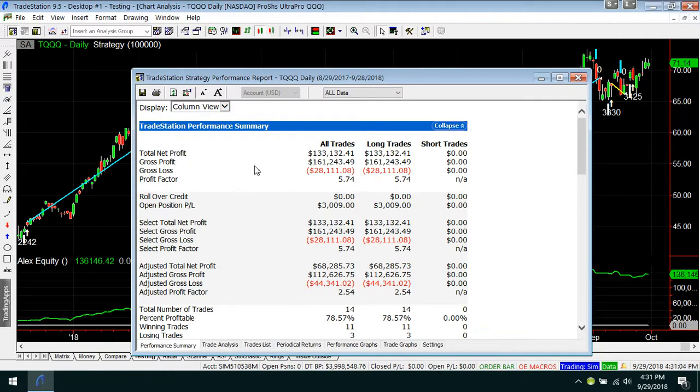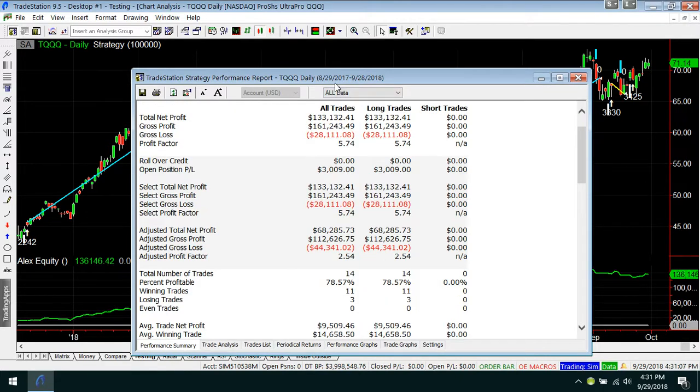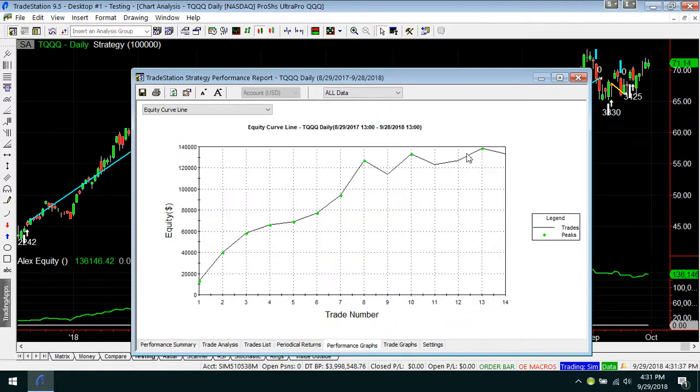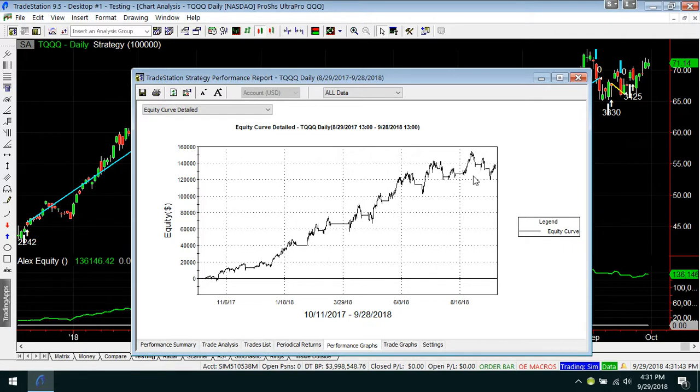So the total profit for the year from approximately August last year until September this year is $133,000, and we have an open position at the moment, which is $3,000. So it's about $136,000, as you see over here. $136,146. It's won 78% of the trades, so it made 14 trades in a year and it won 11 of them. The performance graph looks like this, and if you want the details, looks like that. So that's what the strategy is doing.